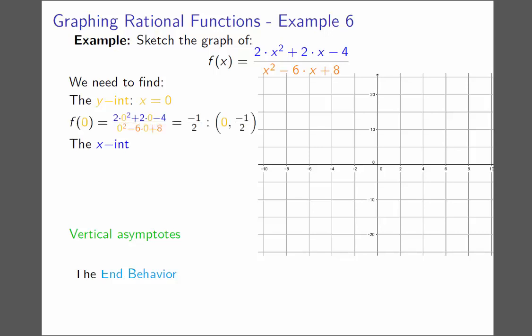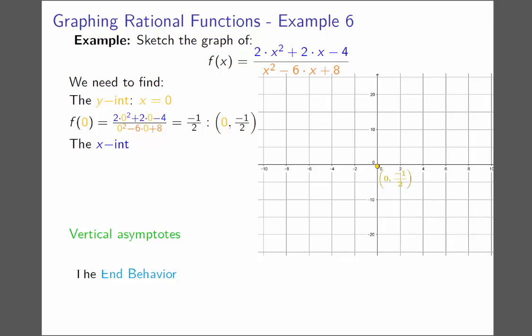So evaluating our function at 0, we get 2 times 0 squared plus 2 times 0 minus 4 over 0 squared minus 6 times 0 plus 8, which is negative 4 over 8, which we can reduce to negative 1/2. So we get that the y-intercept is the point (0, negative 1/2).